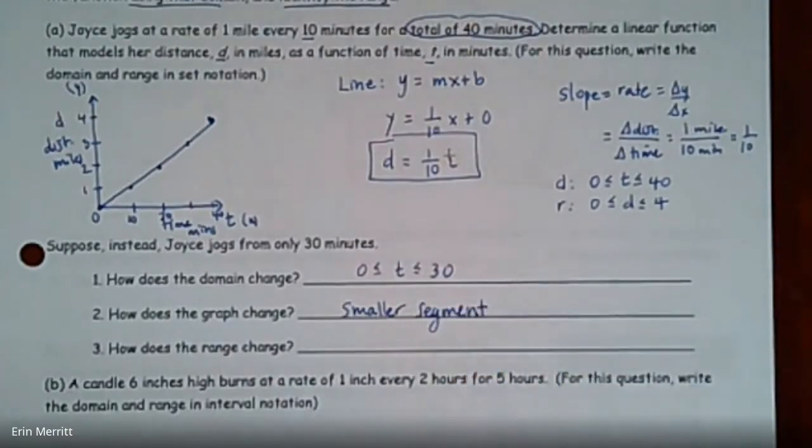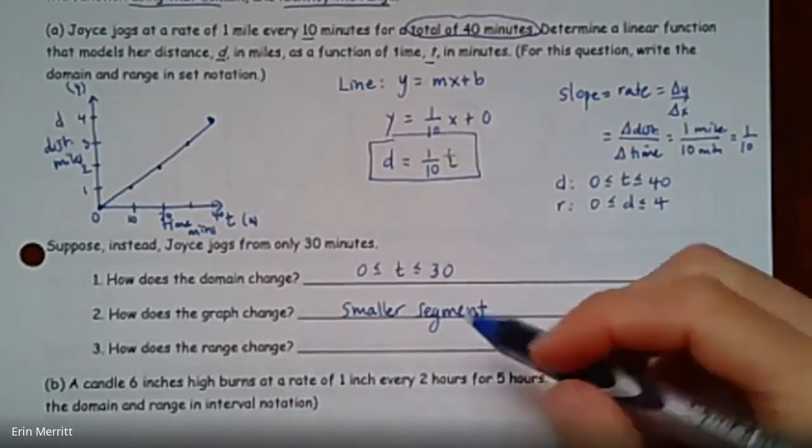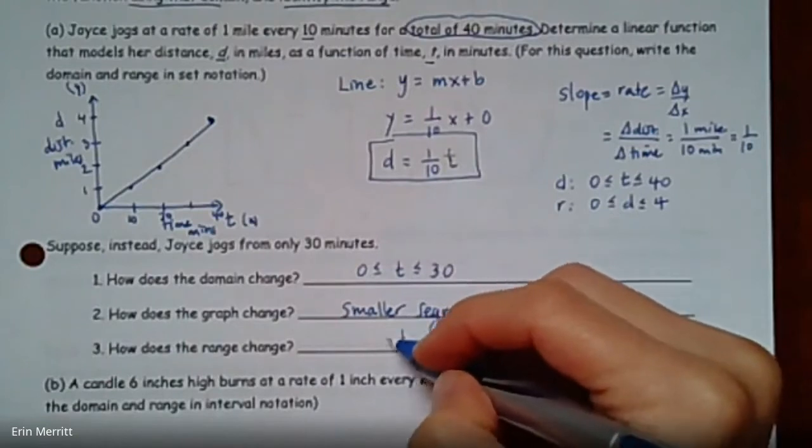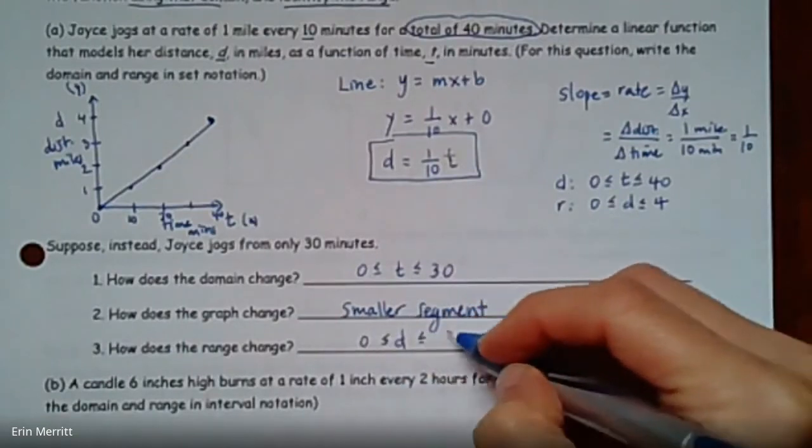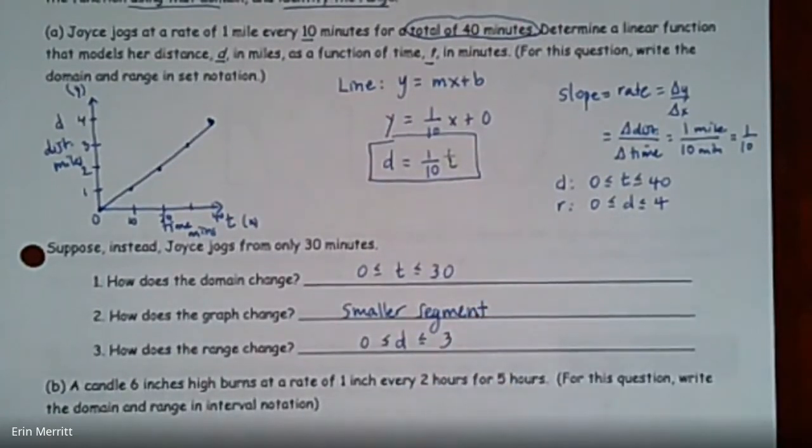Right. So you could think of it as a little bit of like a shrink or something along those lines. How does the range change? Well, she can't run as far then. So the distance that she can cover would then only be up to 3 miles, right? So this is your X, that's your Y.